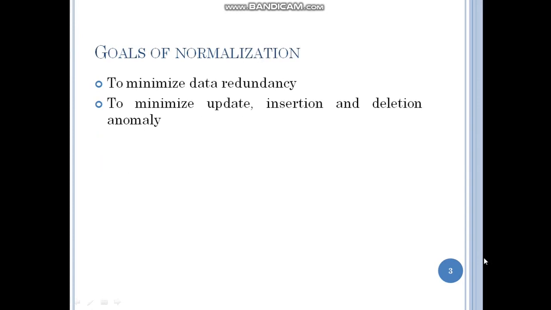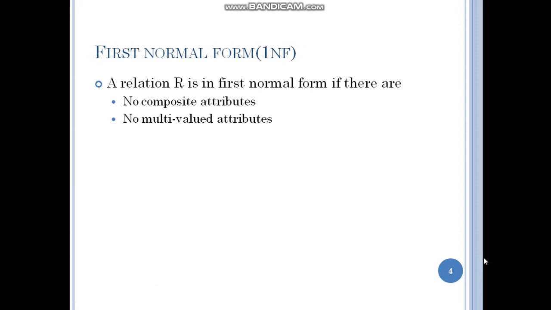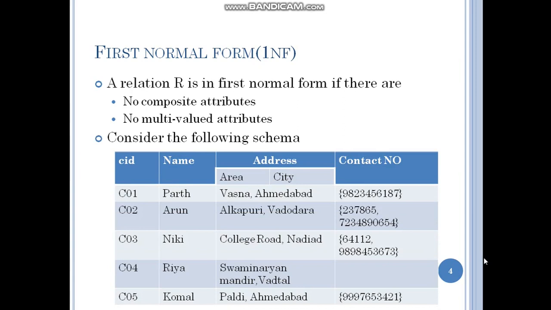Goals of normalization: to minimize data redundancy, and to minimize update, insertion and deletion anomalies. First normal form. A relation R is in first normal form if there are no composite attributes and no multi-valued attributes. For example, consider the following schema with columns CID, name, address and contact number.